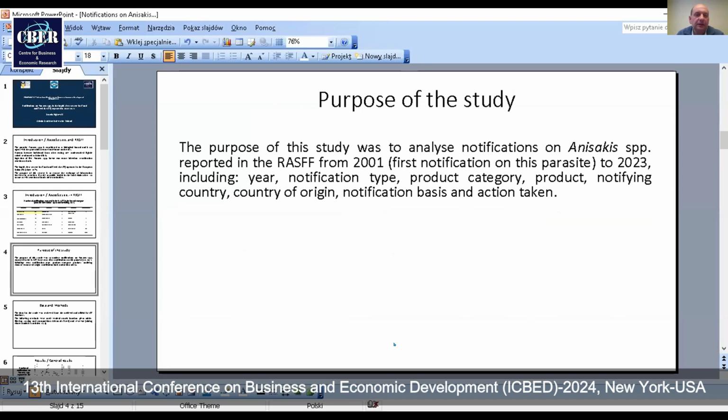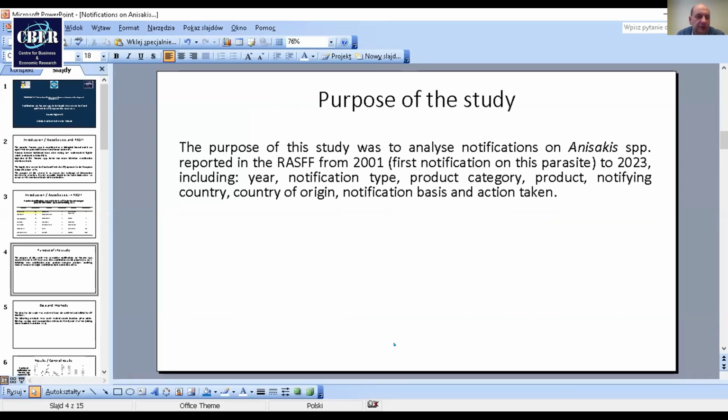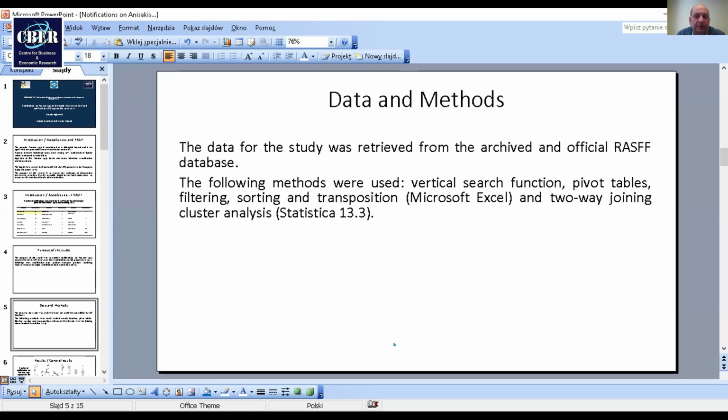And the purpose of my study was to analyze notifications of this parasite in the system RASFF from 2001, when the first notification was made, to 2023. Including the following variables: year, notification type, product category, product, notification country, country of origin, notification basis, and also action taken. I used Microsoft Excel, of course, and also Statistica. In this program, I used two-way joining cluster analysis, which is a two-dimensional analysis.